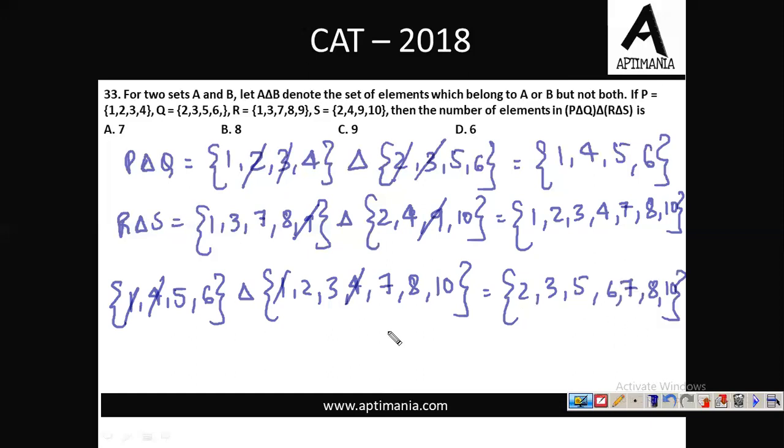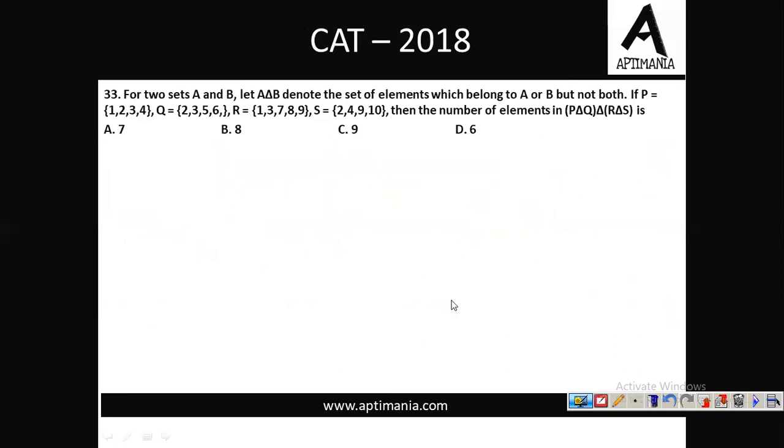What they've asked us is the number of elements in this. So there will be 1, 2, 3, 4, 5, 6 and 7. So total of 7 elements are there. The correct answer for this question is 7. That is option A. So for question number 33, the correct answer is option A. Let's go ahead to the next question.